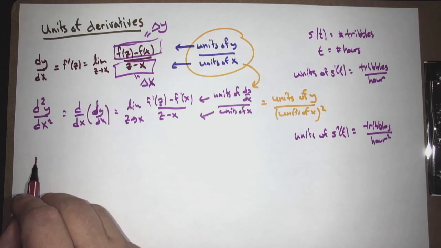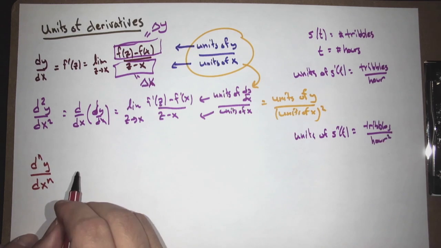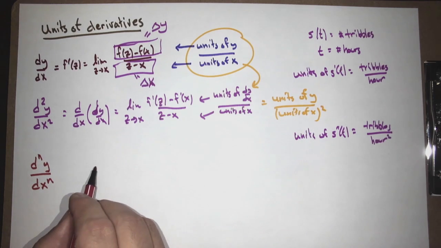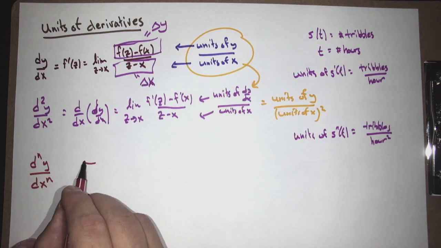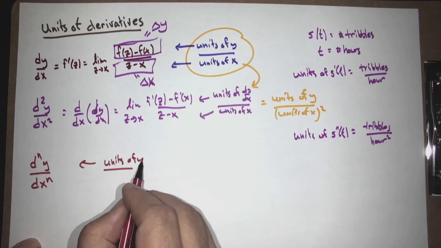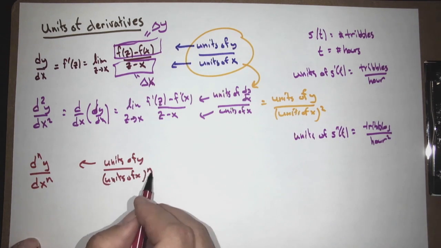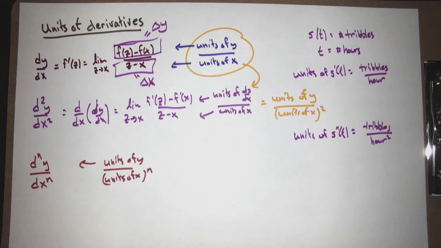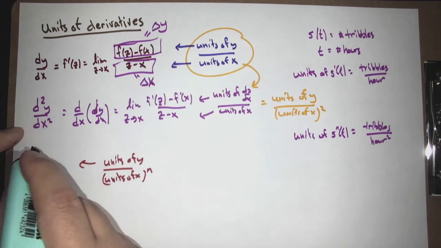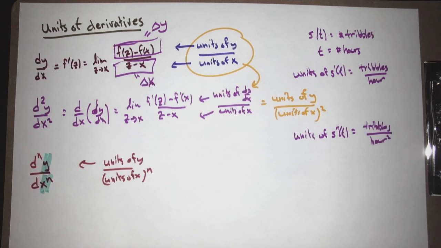All right, in general, the nth derivative, if I want the units, what will they look like? Upstairs we'll have the units of y. Downstairs, units of x to the nth power. And I actually like this notation because you'll see, oh yeah, I only see a single y here, then I see x to the power n downstairs. So it matches what you would expect to see.